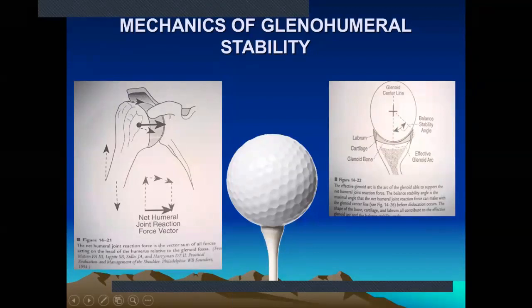This is the humeral head joint reaction force. The glenoid is small and the ball is quite big. So if you imagine this small glenoid, and if the labrum is also torn, the golf ball will fall down. So the labrum acts as a protection, preventing the golf ball from coming out. Similarly, it happens here.